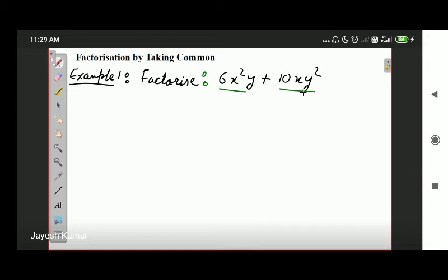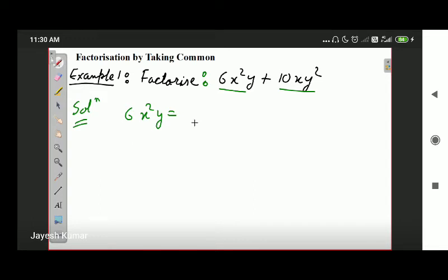We break down these terms. The solution will be: first of all, we will write down 6x square y and we will write its factors. So what are being multiplied to form 6x square y? What variables and how many times are they multiplied? What constants and how many times are they multiplied to form 6x square y?